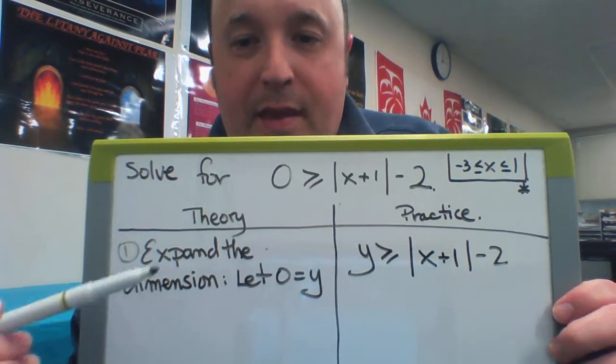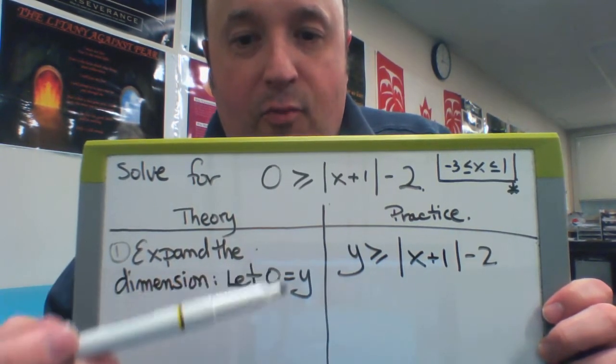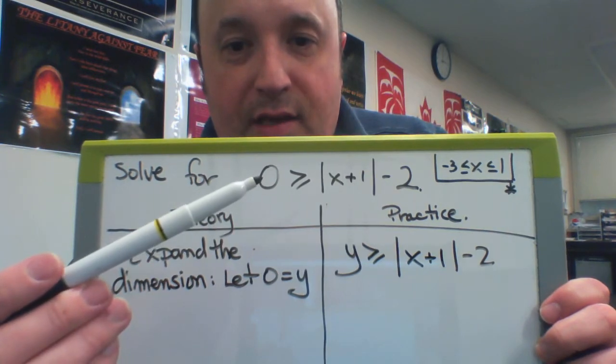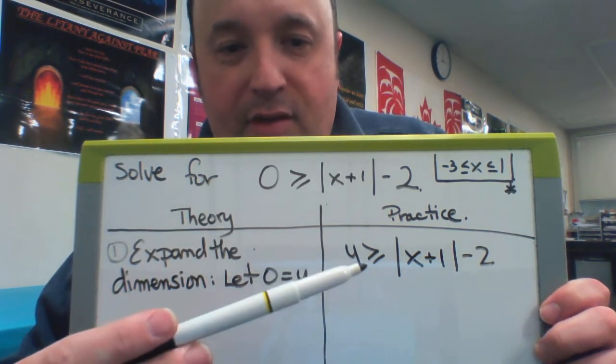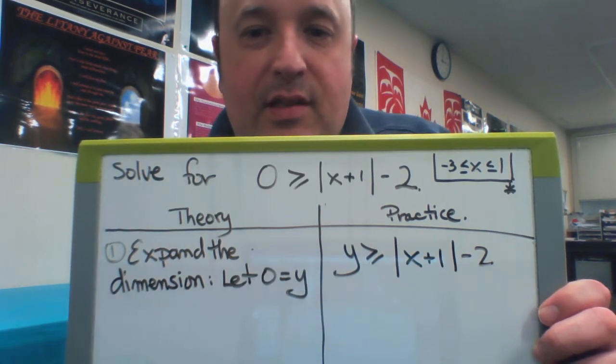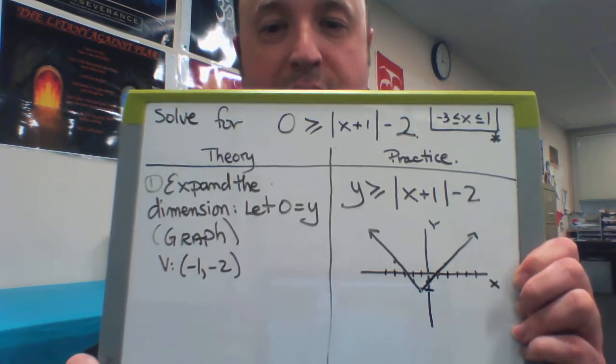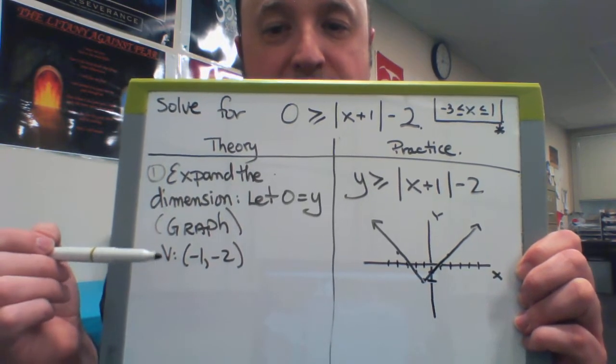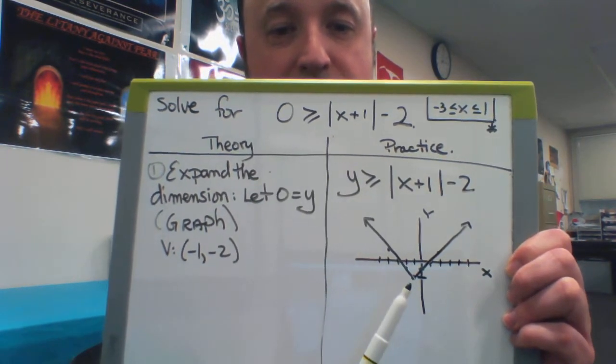Okay, so expand the dimension by letting 0 equal y, so I'm changing that 0 to a y. Now I have an equation. You guys just finished doing a bunch of equations like that. This is pretty easy, so let's graph that sucker. Right, so that's what the equality looks like. Your vertex is over here, right? -1, -2. You can see that right there.